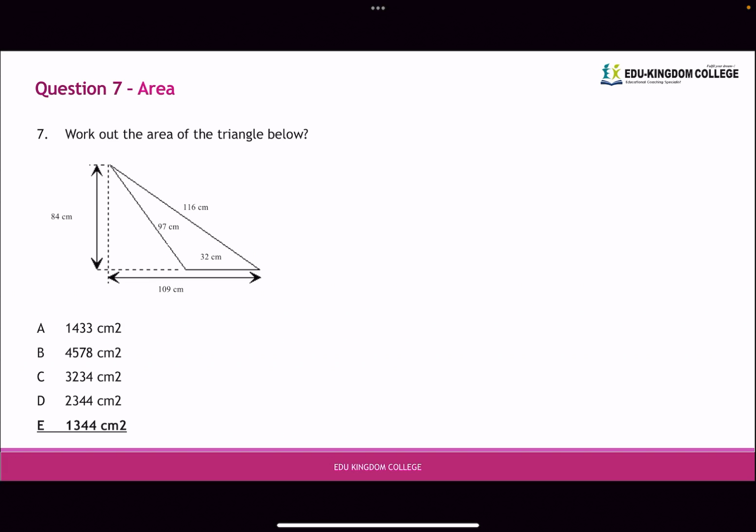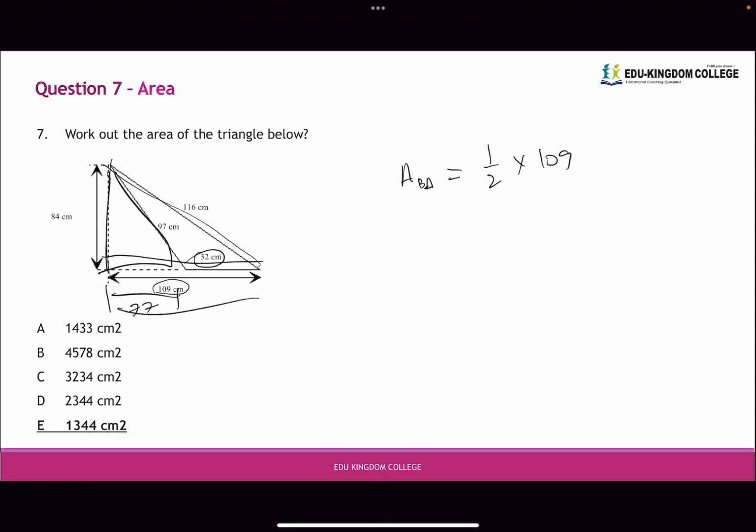So work out the area of the triangle below. All you have to do is big triangle here minus little triangle. Okay, so the length of this little triangle is 109 minus 32, so 77. So area of big triangle. So let's call it big, and then I draw a triangle there. So that's going to be a half times height times base, or half times base times height. So half times base is 109, and then height is 84. Okay, I'm going to multiply these together. Gives you 109 times 42.